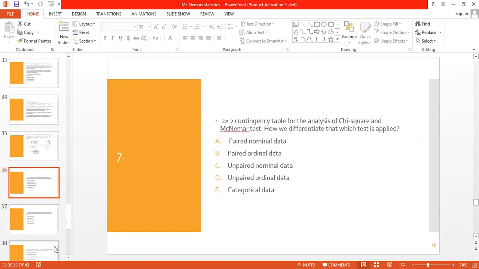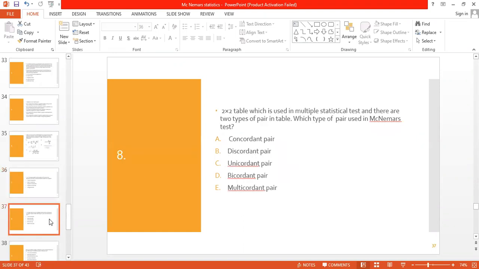2 by 2 contingency table for the analysis of chi-square and a McNemar test. How do we differentiate which test is applied? Paired nominal data, paired ordinal data, unpaired nominal data, unpaired ordinal data, or categorical data. Paired nominal data, alpha, is the right answer.